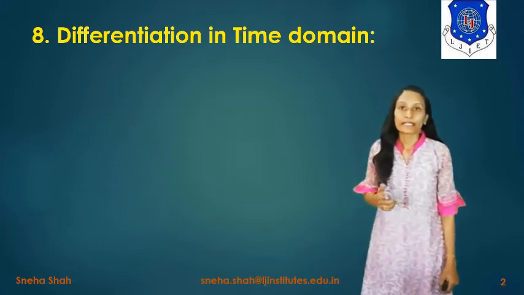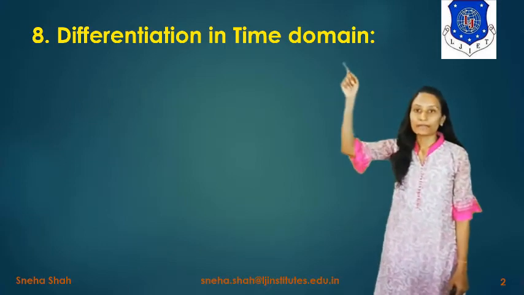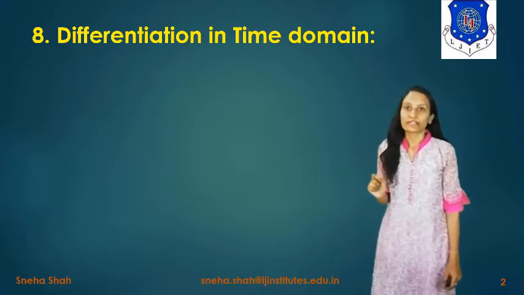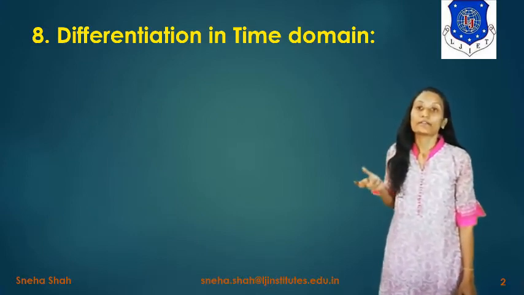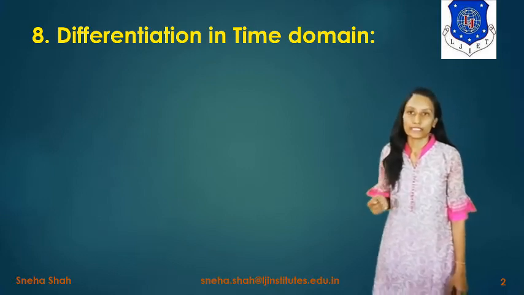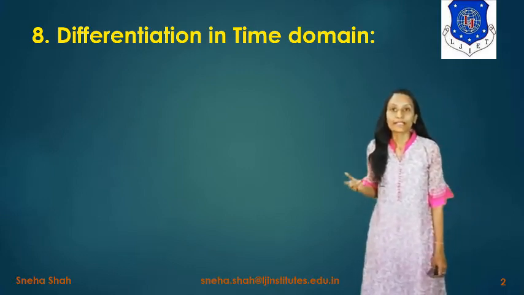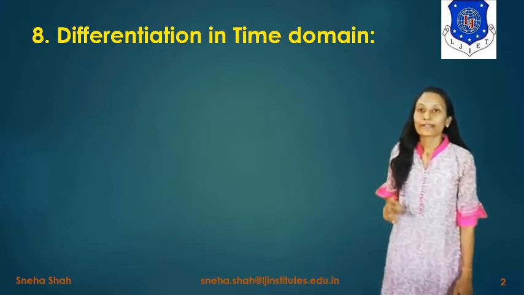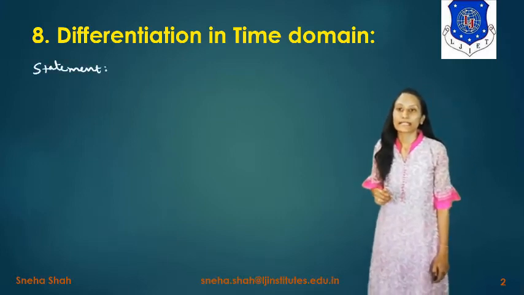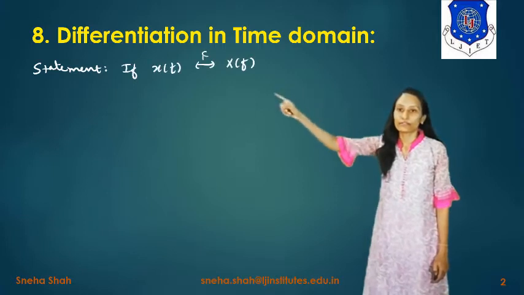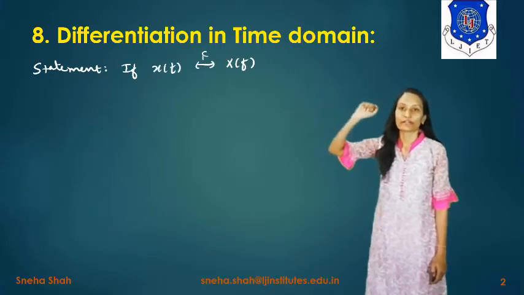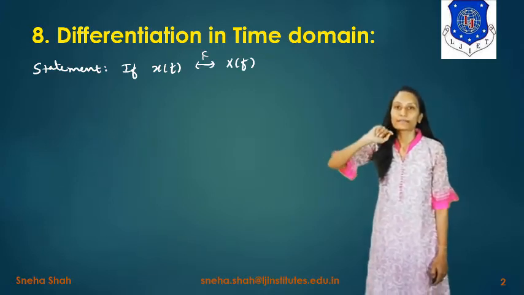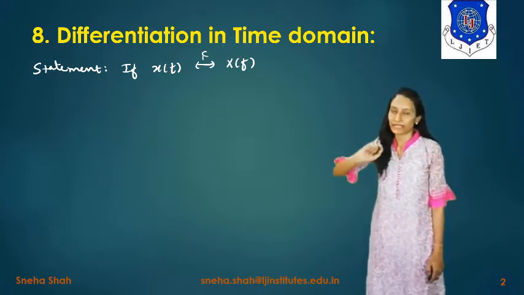Suppose we take the input signal in the time domain as x of t, and we want to differentiate it. Then what will be the Fourier transform of it? It means, what will be the corresponding response in the frequency domain? For that, first of all, we take the input signal as x of t and find its Fourier transform, which we represent as X of f, right?